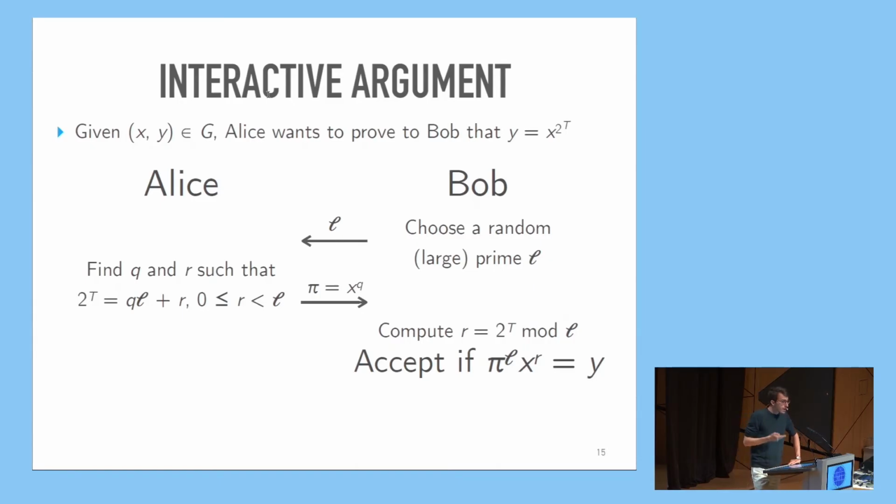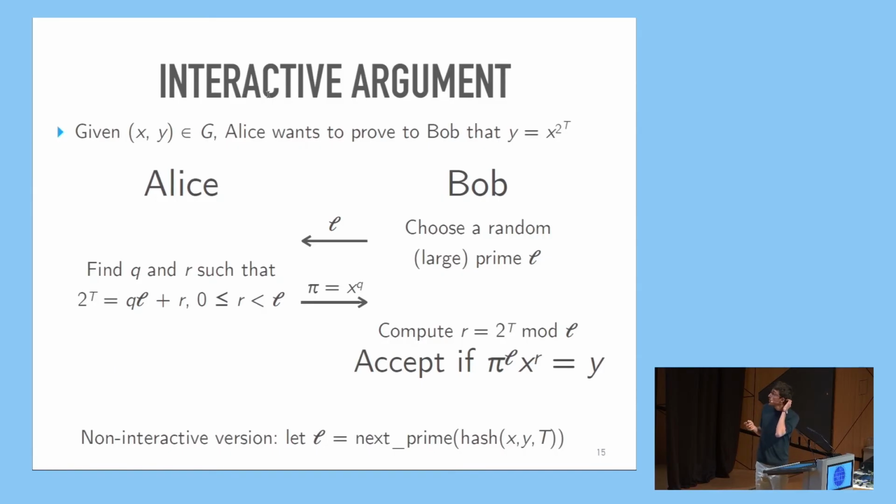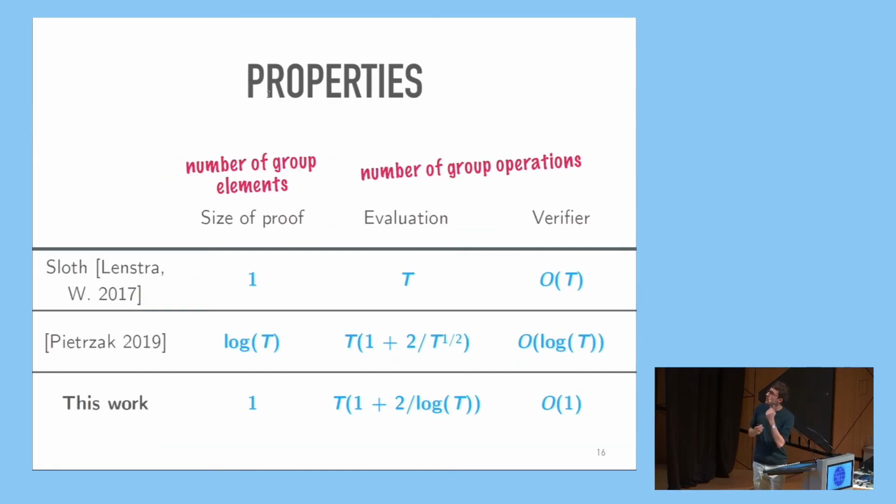OK. So the non-interactive version of this protocol is very straightforward. Instead of having Bob generate L, you just take L to be the next prime of some hash of the input of the protocol. Before going into why this should be secure, here's a little comparison with some previous and concurrent work.